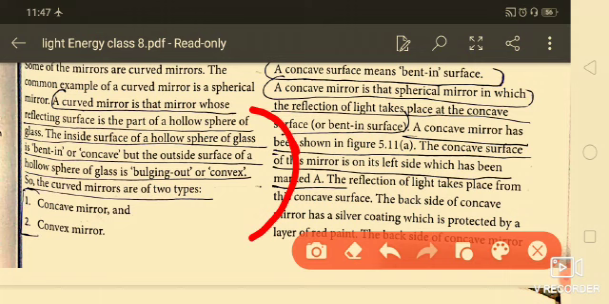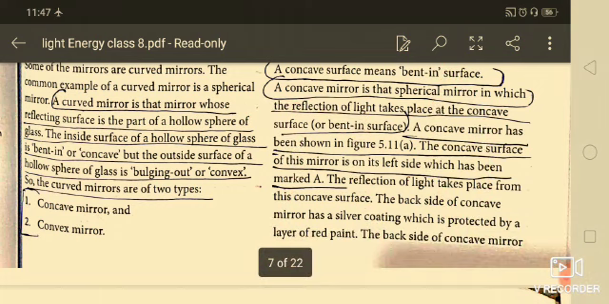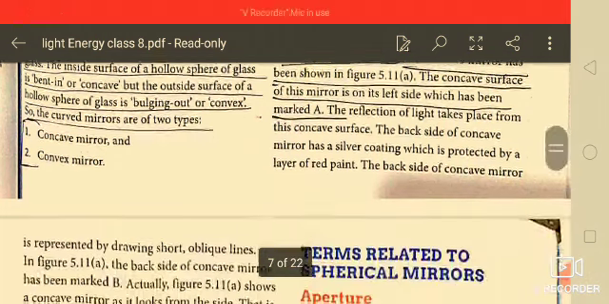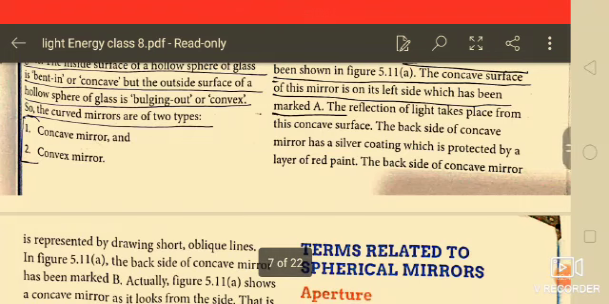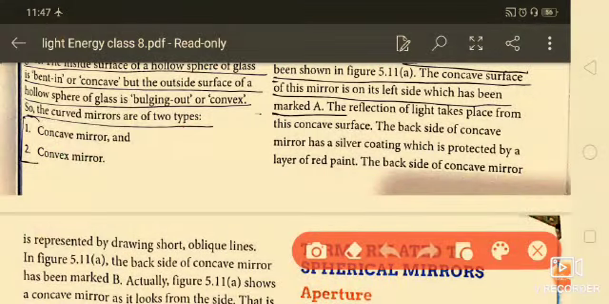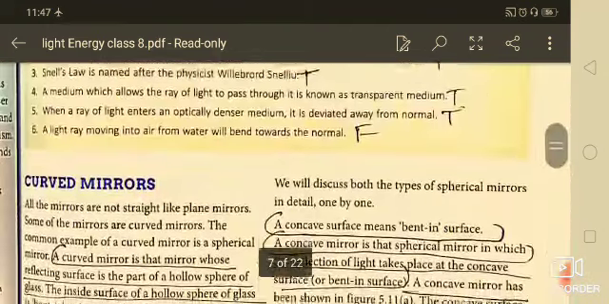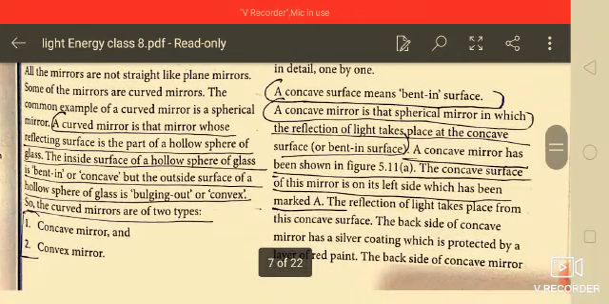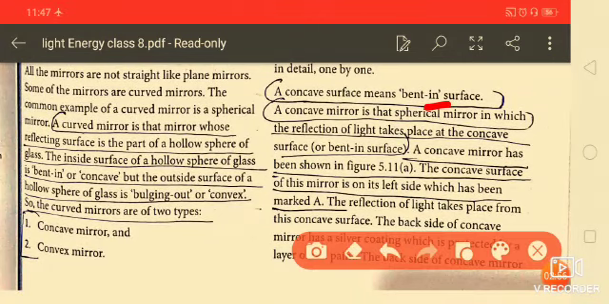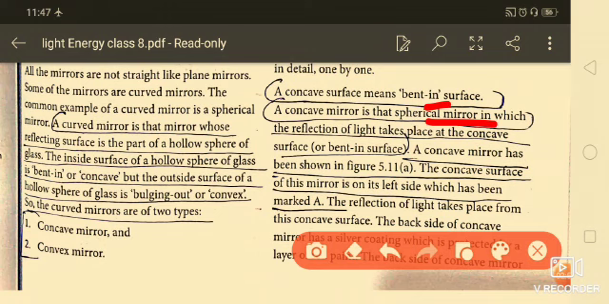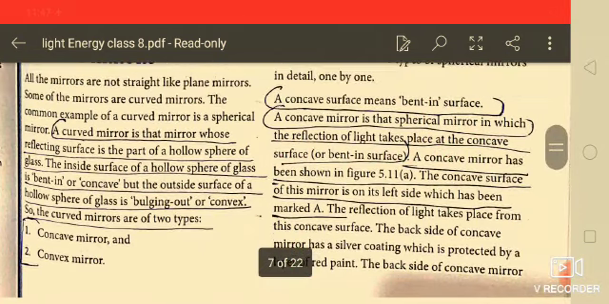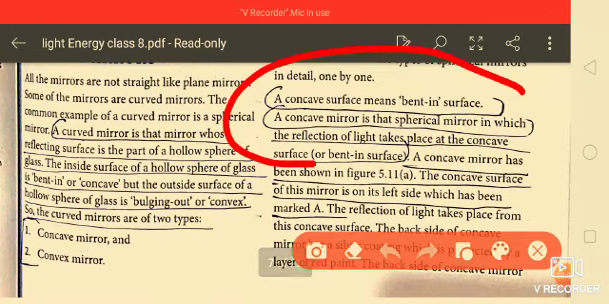Like this and like this you have seen the mirror. So curved mirrors are of two types, one is convex and the second is concave. This is a very important thing, what is convex and what is concave. A concave surface means bent-in surface, and a concave mirror is a spherical mirror in which the reflection of light takes place at the concave surface, or bent surface. It is very important.